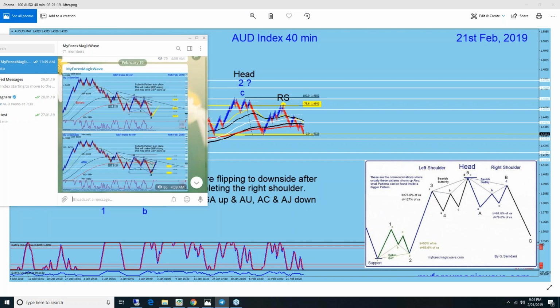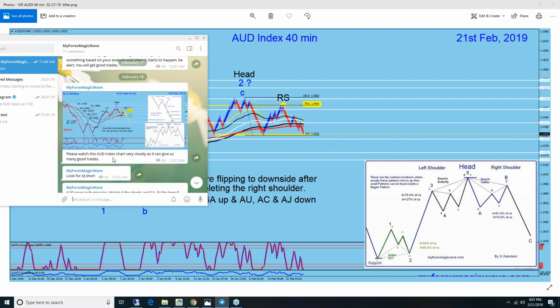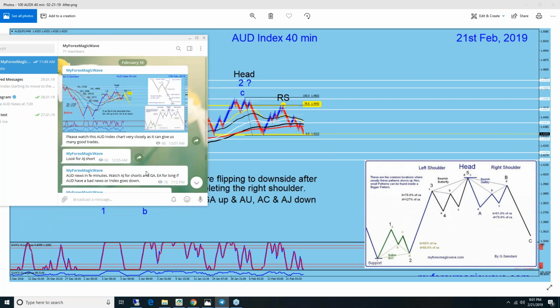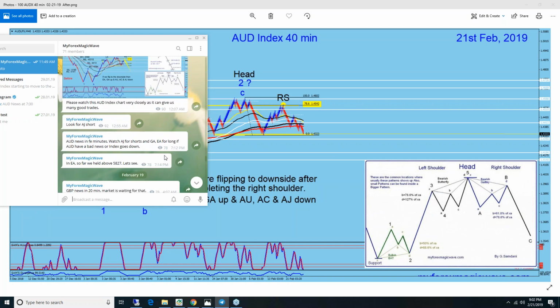And even before that, you'll notice I put this chart here saying please watch this Aussie index chart very closely, as it can give us many good trades. Then I put this message here: look for AJ short. So I sent the signal out that that's what I'm planning. I tweeted on February 18, where the trade is coming on the 21st. I was prepared for that, and Aussie news was coming, so I tweeted: watch AJ for shorts and GA and EA for long, if Aussie has bad news or the index goes down. That's clearly the message I sent out, this is what I'm looking for.